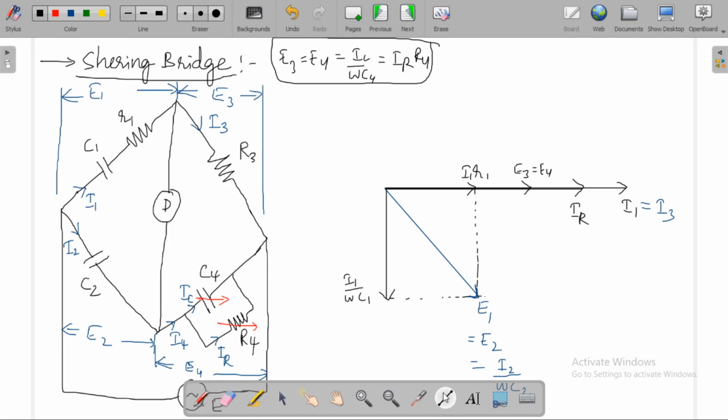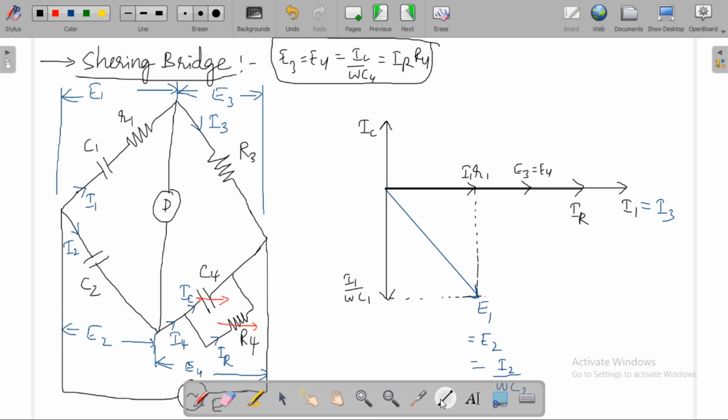Now, how can I have phasor IC? IC is the current flowing through this capacitor. We have E4, phasor E4, the voltage across this capacitor. Current to the capacitor leads voltage across the capacitor by an angle 90 degrees. So this will be IC. Now I4 is the phasor sum of IC and IR, right?